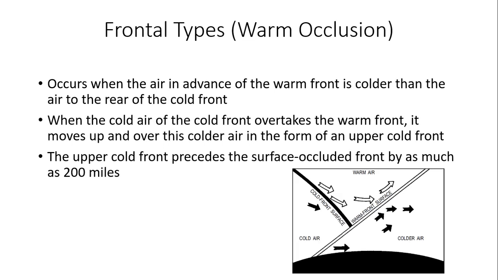With the warm occlusion, this occurs when the air in advance of the warm front is colder than the air to the rear of the cold front. So in this case, with warm occlusion, we have cold air behind the cold front, but the coldest air is ahead of the cold front. So when the cold air of the cold front overtakes the warm front, it's going to move up and over this colder air in the form of an upper cold front. And the upper cold front is going to precede the surface occluded front by as much as 200 miles.